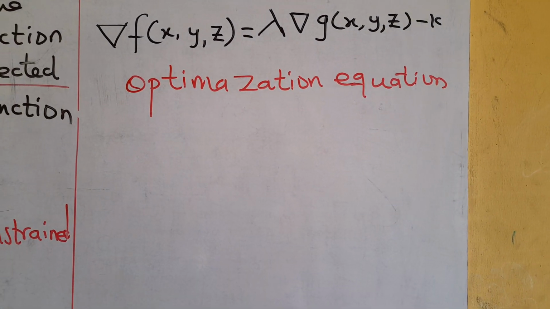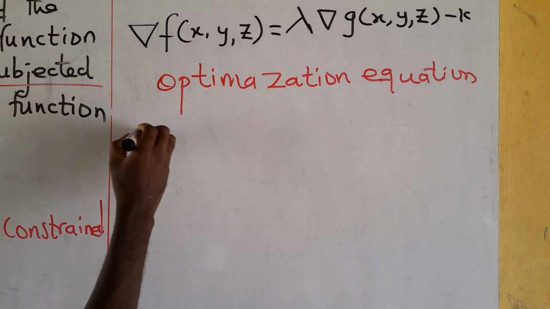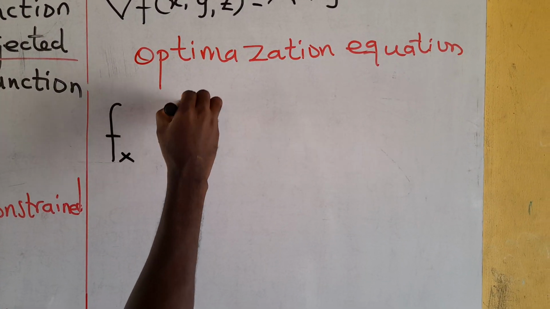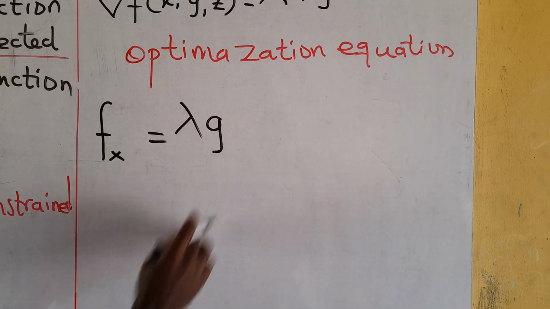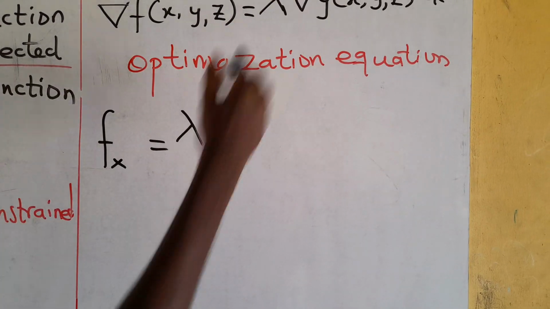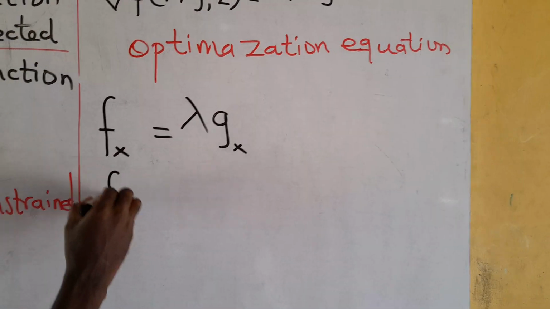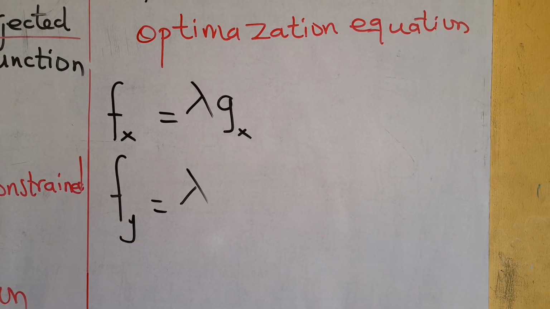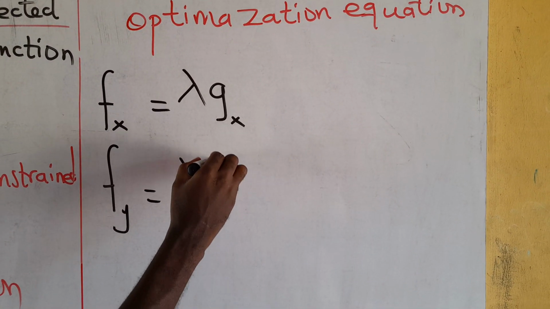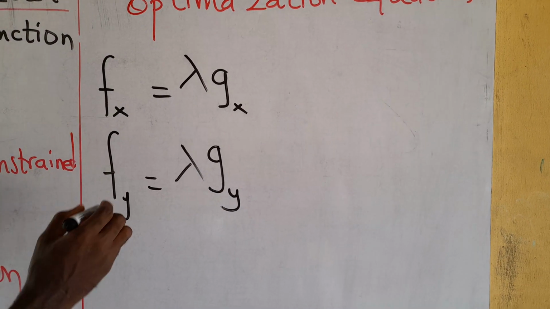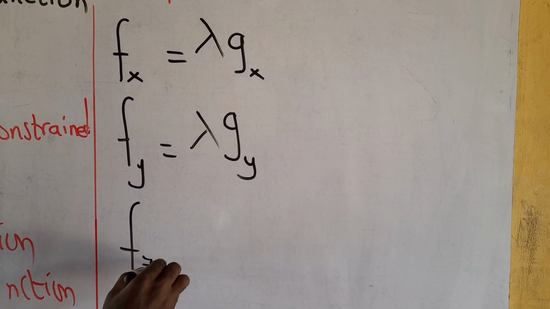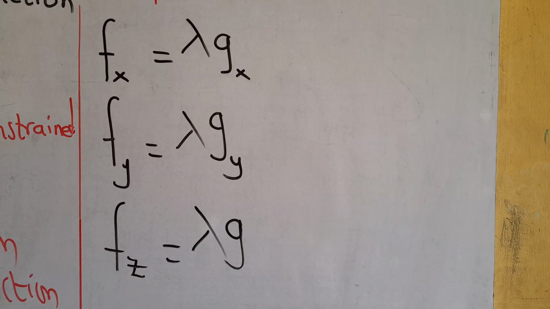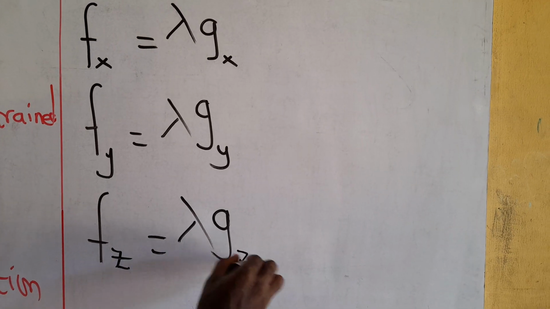Then it simply means that in equating coefficients, you can say the partial differentiation of this function with respect to x will be equal to lambda times the partial differentiation of the function g with respect to x. Then the partial differentiation of this function with respect to y will be equal to lambda times the partial differentiation of the function with respect to y. Also, the partial differentiation of the function with respect to z will be equal to lambda times the partial differentiation of our subjective function with respect to z.